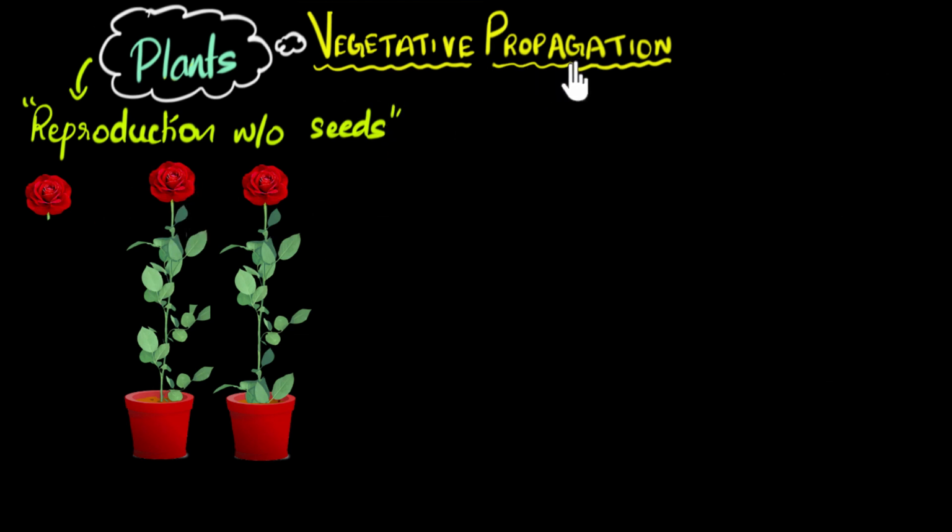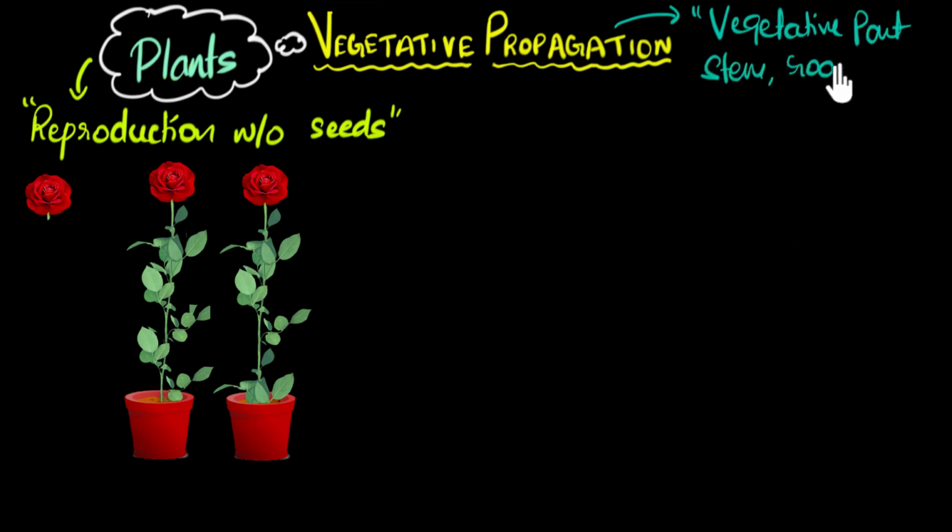So we can now write this down. Why is it called vegetative propagation? Because we are using the vegetative part. What are the vegetative parts? The stem, the roots, or the leaves. We're using the vegetative part to make new plants, to propagate new plants: vegetative propagation.